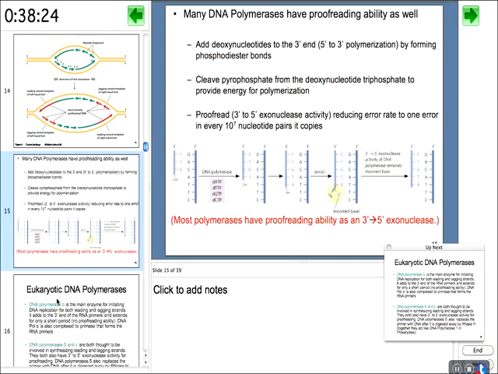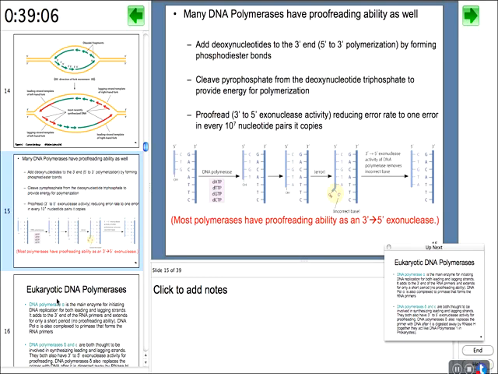All right. Now, I mentioned this, but I want to come back to it. The fact that many DNA polymerases have proofreading ability as well. Proofreading means that not only can they attach nucleotides together, but they can check to see if they made a mistake. Most polymerases have that ability. So they have several abilities here. DNA polymerases can add nucleotides to the 3' end during replication. That's what we just talked about. They can add in those nucleotides. They can cleave pyrophosphate from that nucleotide as they attach it. So as they attach that one, they release pyrophosphate along the way.